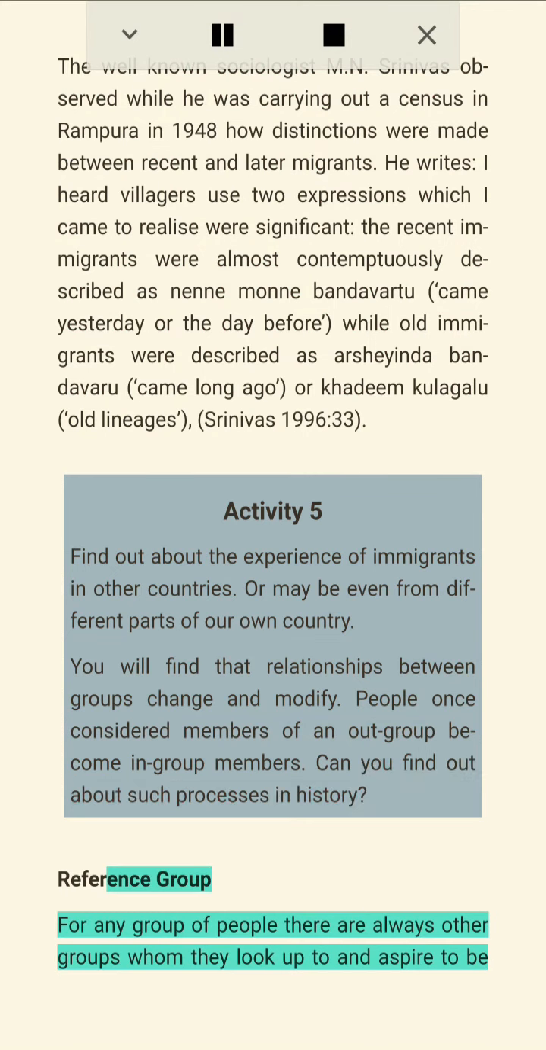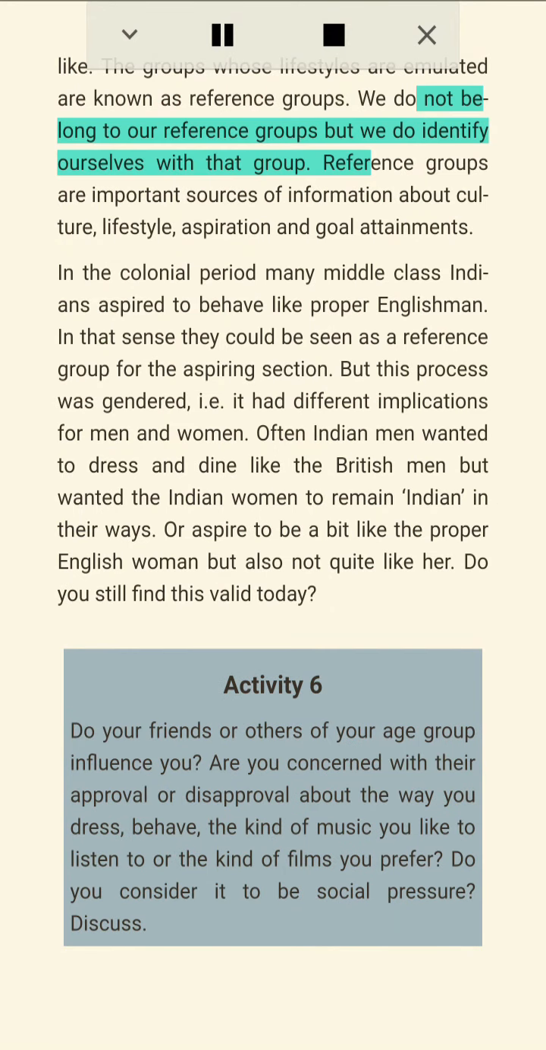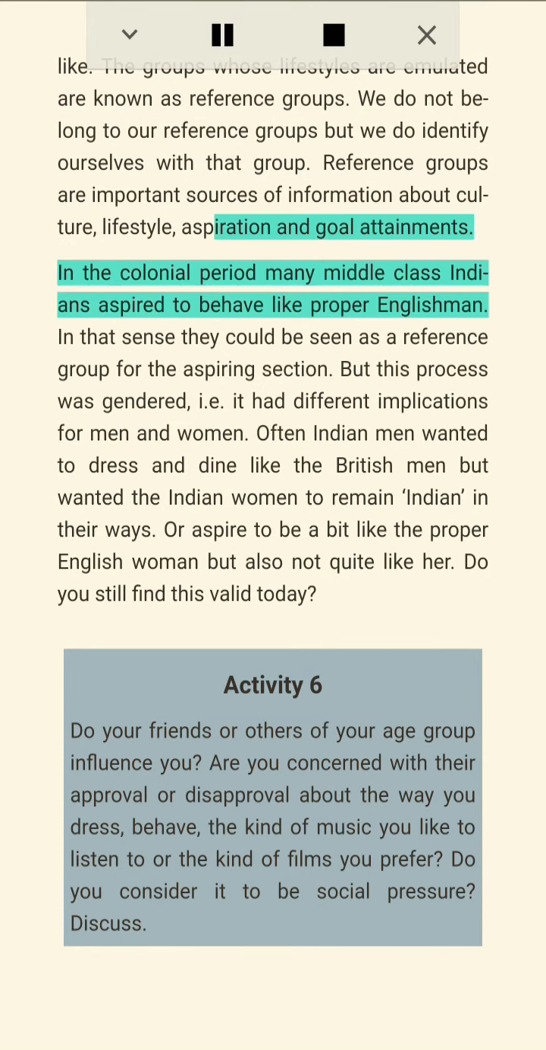Reference group. For any group of people there are always other groups whom they look up to and aspire to be like. The groups whose lifestyles are emulated are known as reference groups. We do not belong to our reference groups, but we do identify ourselves with that group. Reference groups are important sources of information about culture, lifestyle, aspirations.